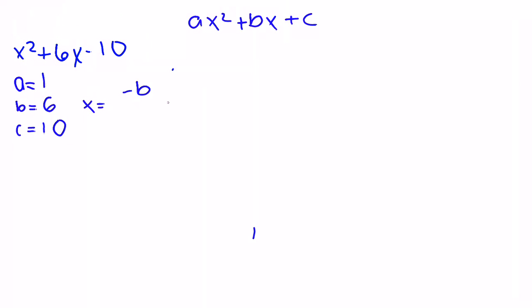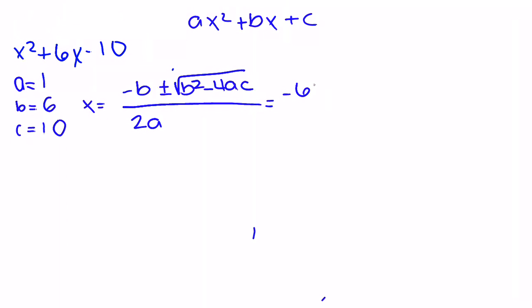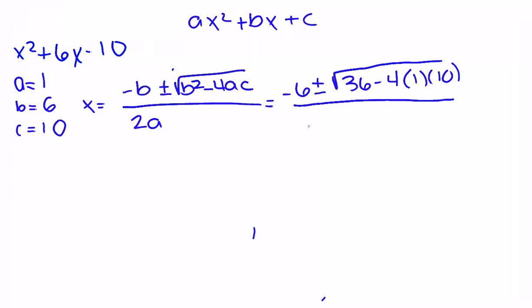X equals negative b plus or minus the square root of b squared minus 4ac all over 2a. And yes, that takes quite a big breath to say all at once. So we have negative b, so we have negative 6 plus or minus the square root of b squared, so that's going to give us 36 minus 4 times 1 times 10 all over 2 times 1.